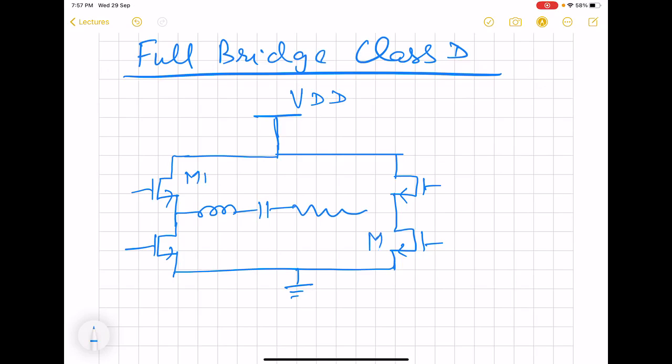So we have M1 and M2. This is of course connected here. And then we have M3 and M4. So they have been named in such a way that M1, M2 are in the same state, and 3 and 4 are in the same state. And again, now all these will be driven by square waves, but of opposite polarity, like this.